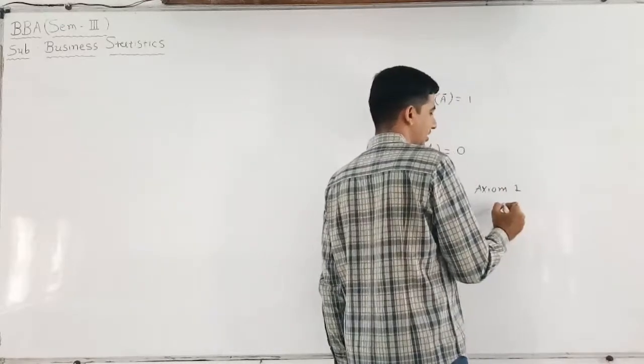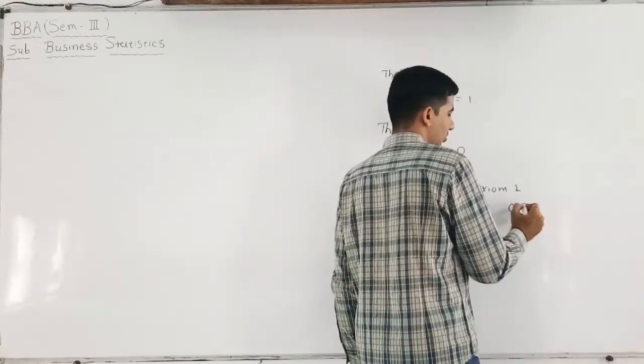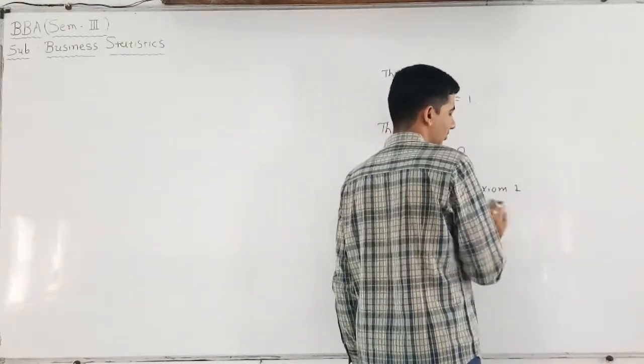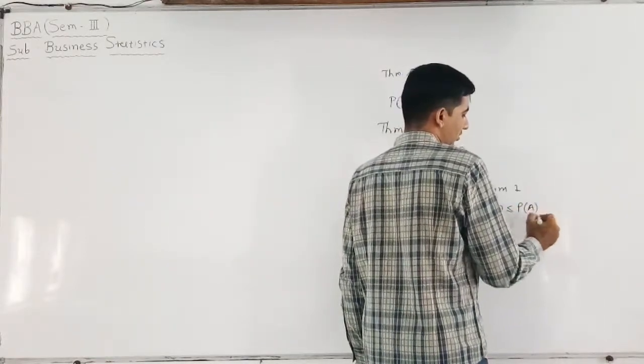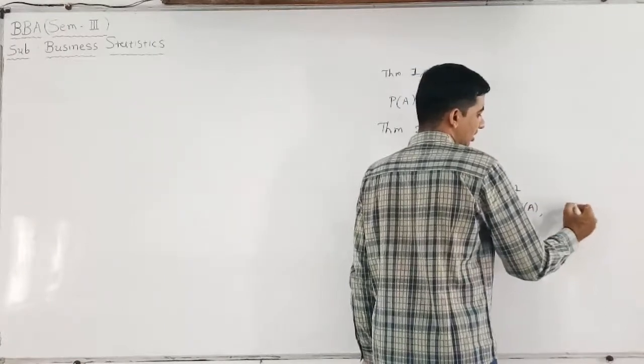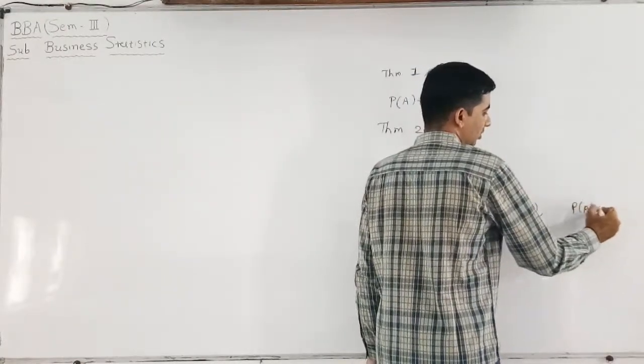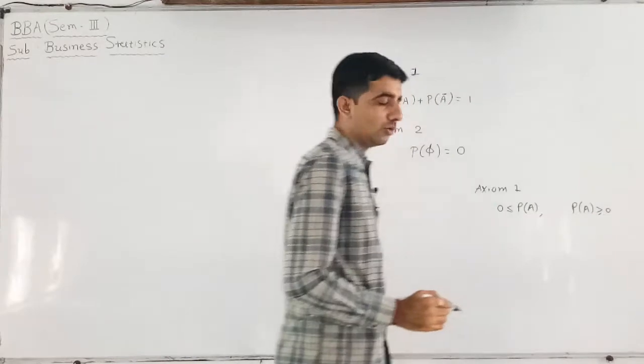For any event A, 0 less than or equal to P of A, or P of A greater than or equal to 0.